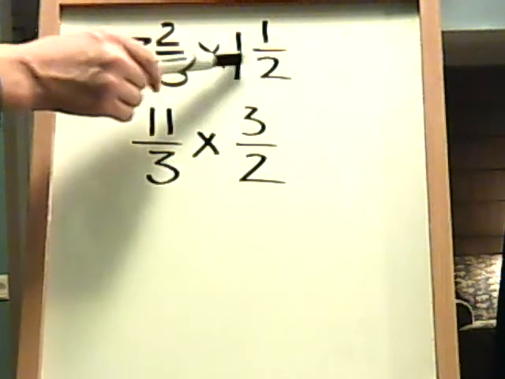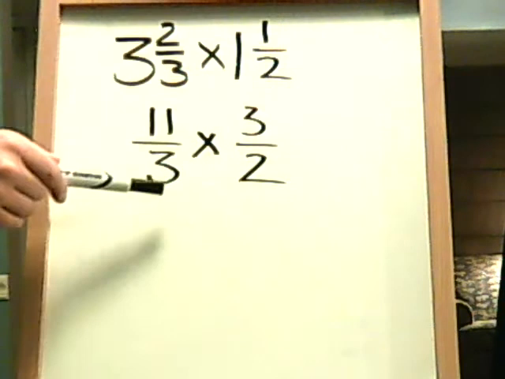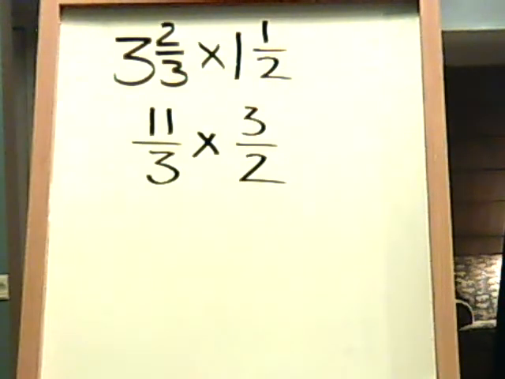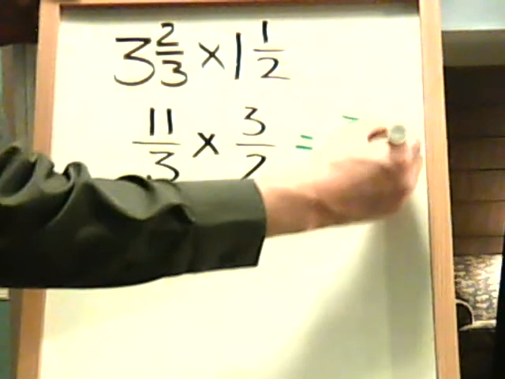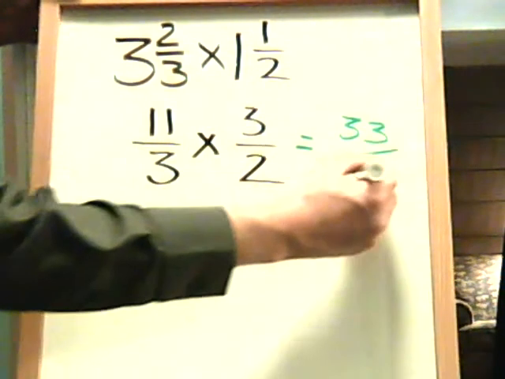Same thing over here. 2 times 1 is 2, plus the one up here is 3. You have 3 over 2. Okay, so now multiplying this, we could simply just multiply straight across and get 33 over 6.